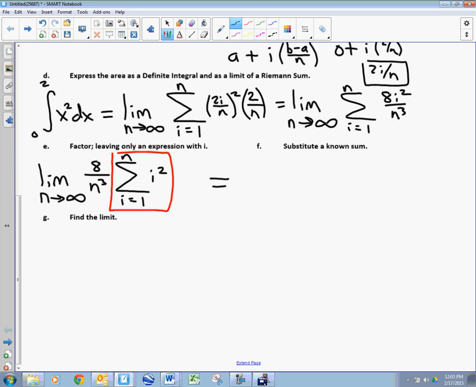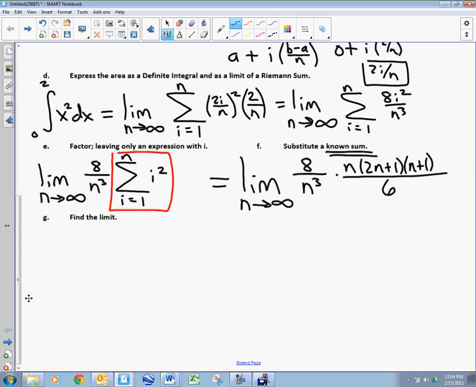So here we go. Limit as n goes to infinity of 8 over n to the third times, and instead of that piece, I write the known sum. We know what that adds up to. It adds up to n times 2n plus 1 times n plus 1 all over 6. My new limit has only n's, doesn't it?